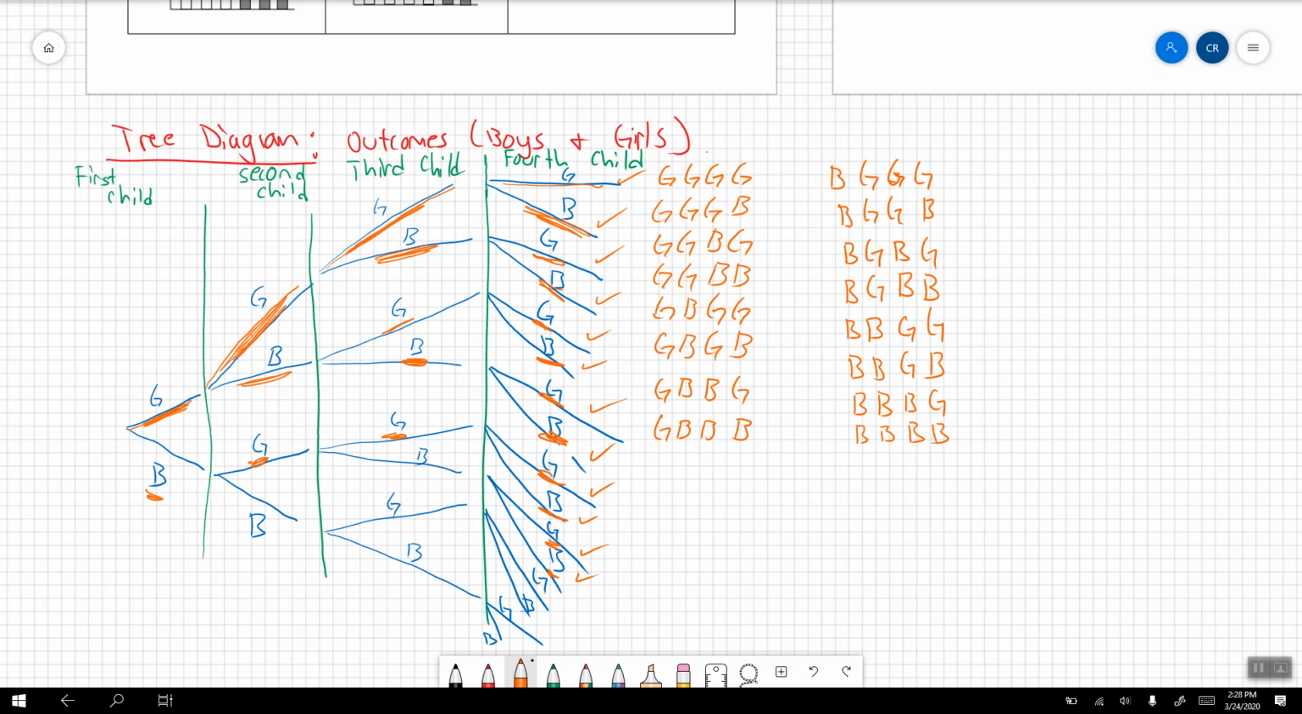Now, in total, there should be 16 outcomes. 1, 2, 3, 4, 5, 6, 7, 8. 1, 2, 3, 4, 5, 6, 7, 8. A total of 16 possibilities. Wow. Interesting. So I'm going to take this and I'm actually going to use this on the top part.